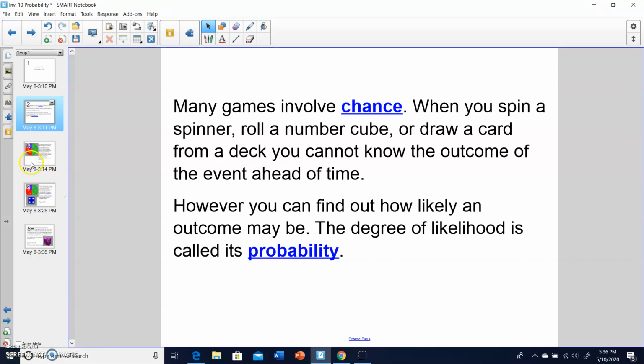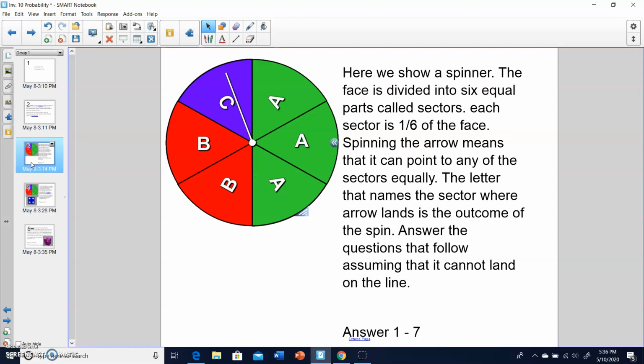Okay, continuing. Here we have a spinner. We can see that the face is divided into 6 equal parts, and each of those parts is called a sector. Each sector is 1/6 of the face. Spinning the arrow means that it can point to any of the sectors equally, and the letter that names the sector where the arrow lands is the outcome of the spin. We're going to assume that the arrow will not land directly on a line. It's going to land on one of the parts.